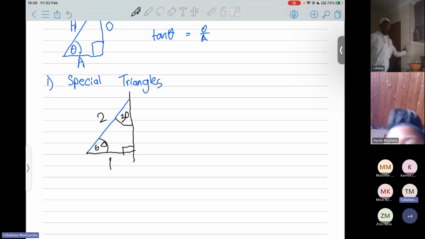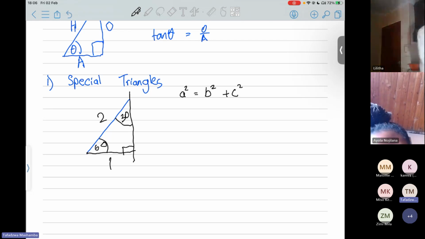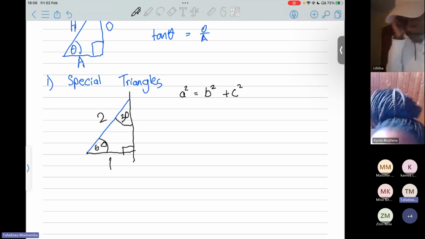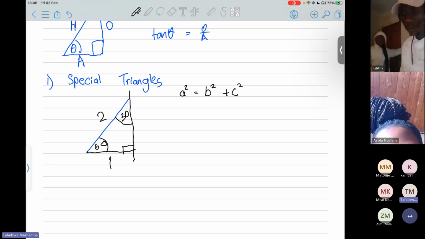And you can easily do that using the formula, since we know that for any Pythagoras theorem, we have a formula that says a squared is equal to b squared plus c squared, right? What is the A? The A is the hypotenuse. B is either the opposite, or C is either the adjacent. Doesn't matter, either or is perfectly fine, right?